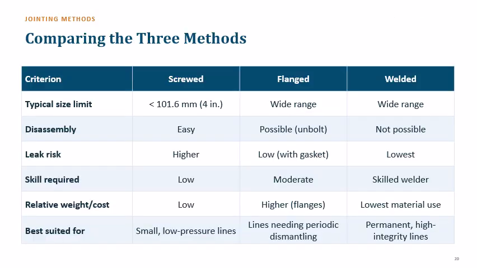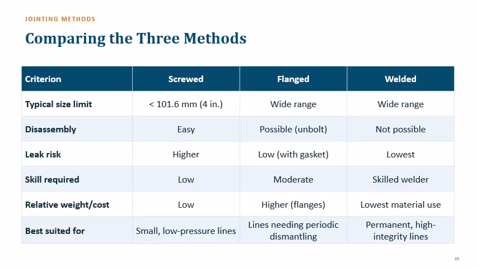Next comes the comparison of the different jointing methods, that is the screwed connection, flanged connection, and welded connection. Here are some parameters or criteria to compare these three methods. The first criterion is the typical size limit. For screwed connections it should be less than 101.6 mm, which is 4 inches, whereas for flanged connections and welded connections a wide range of sizes can be used.